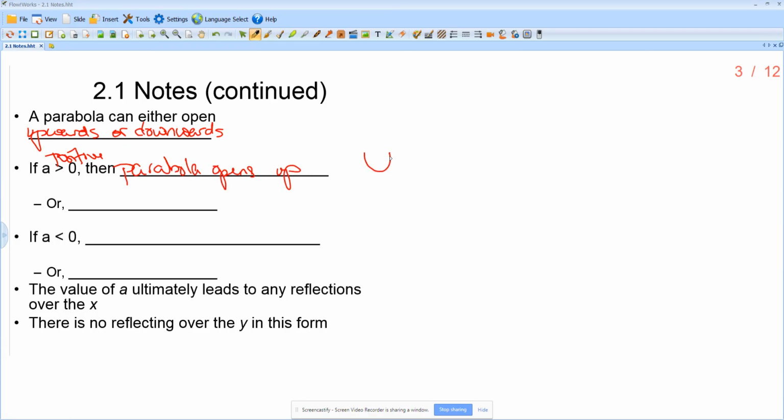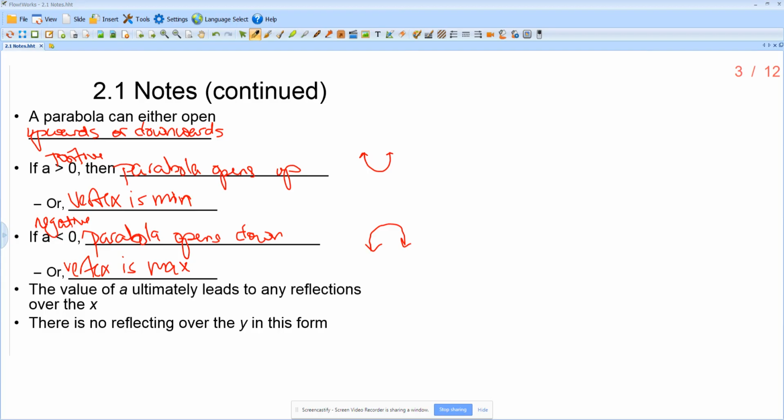And if you wanted a little idea, this is a parabola that opens upward. Another way of thinking about that is just that the vertex is the minimum. So if a is positive, the vertex is going to be the minimum. If a is negative, the parabola opens down. And if you want an idea, this is a parabola that opens down. And what that means is that the vertex is a maximum.